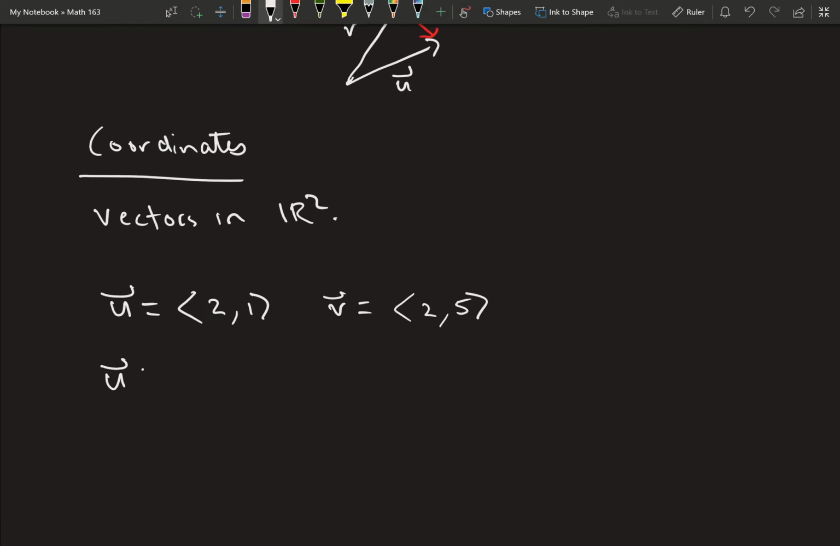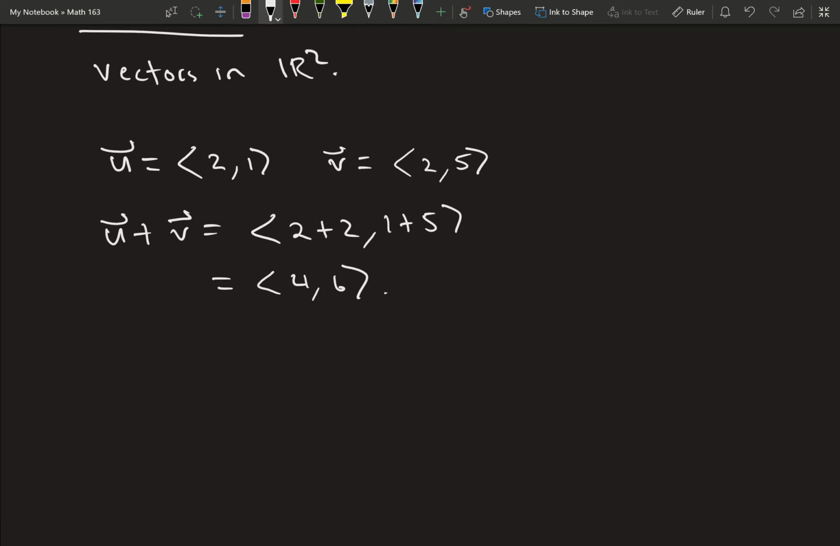Well, U plus V is simply add coordinate-wise. You get 2 plus 2, comma 1 plus 5, which is (4, 6). So let's just draw that. So we have 1, 2, and then 1. And then let's say the U starts at (0, 0) and goes to (2, 1). And remember, these vectors can kind of be moved.